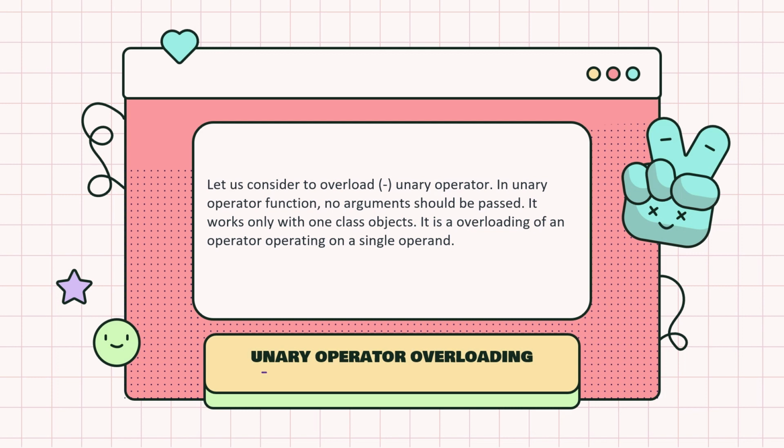Now we move forward. Our first type is unary operator overloading. In unary operator overloading, we don't need to pass any argument, and it works with only one class object. It is overloading of an operator operating on a single operand.